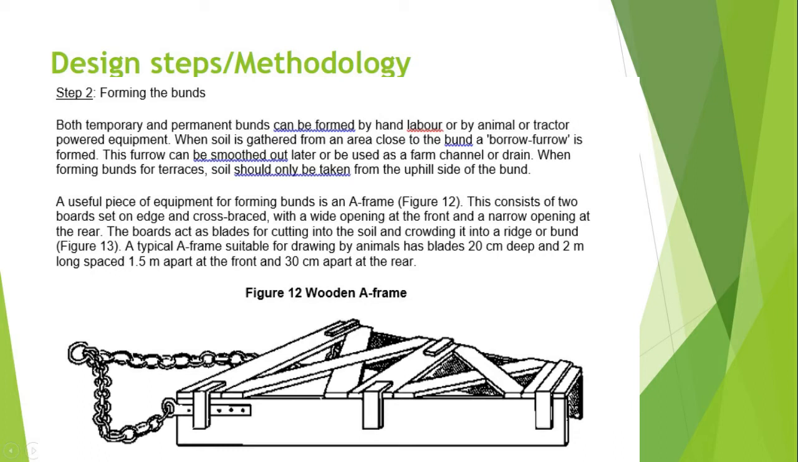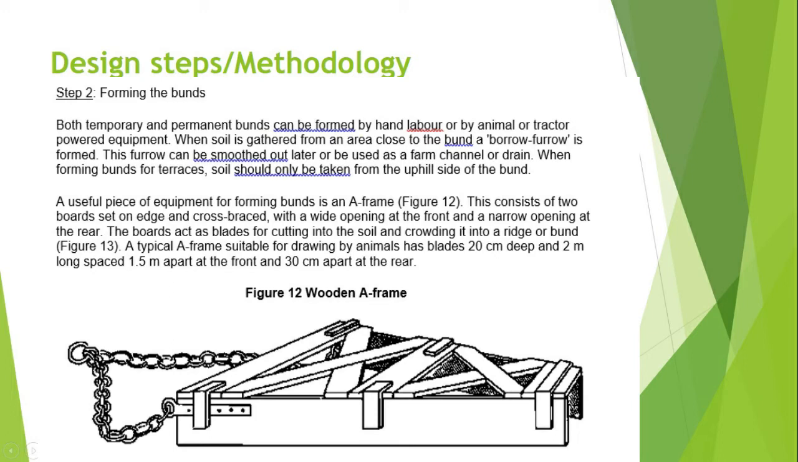This consists of two boards set on edge and cross-braced with a wide opening at the front and a narrow opening at the rear. The boards act as blades for cutting into the soil and crowding it into a ridge or a band. As you can see in the figure, a typical A-frame suitable for drawing by animals has blades 20 cm deep and 2 meters long, spaced 1.5 meters apart at the front and 30 cm apart at the rear.